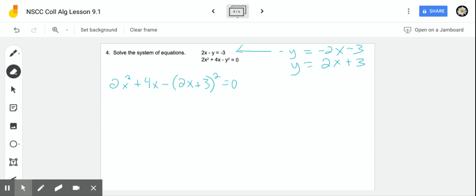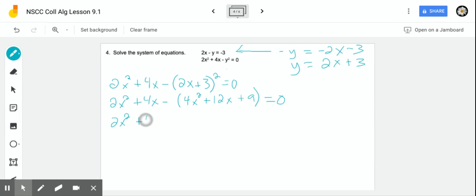Okay, so now that we've got that plugged in, we're going to keep solving. I'll get to that minus sign in a minute. I need to distribute this. This is 2x plus 3 times 2x plus 3, which is going to be 4x squared plus 6x plus 6x, which is 12x, plus 9. If you need to write that out, 2x plus 3 times 2x plus 3, and do the whole FOIL, please do that. I did it a little bit in my head. And then we're going to distribute that negative sign.